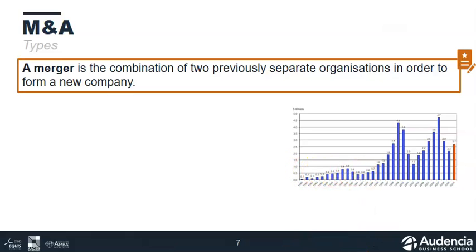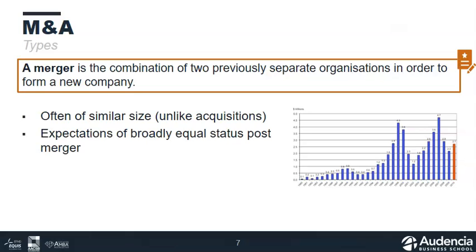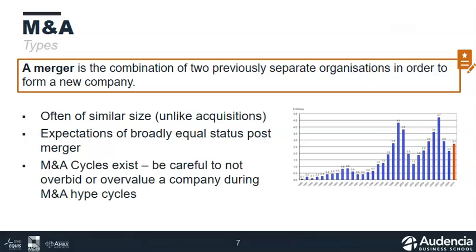And mergers have their own cycle, and we'll see that the merging is popular and is not popular at certain times. And this is something you have to be very, very aware of. Unlike acquisitions, merger partners are often of similar size, with expectations of broadly equal status as well post-merger. So we expect things to be about where they are, which is not like an acquisition when we know that the larger firm will dominate the situation.